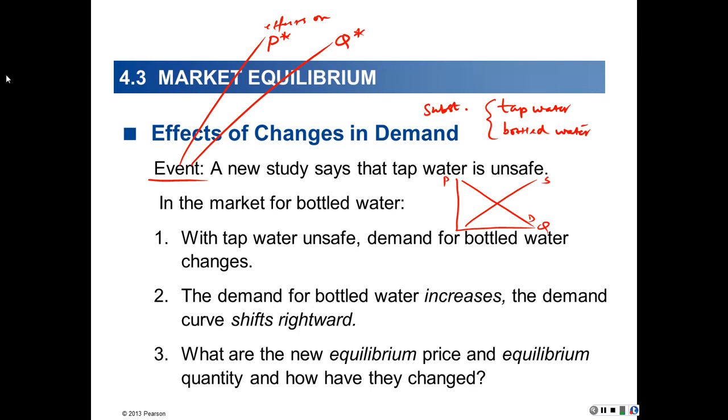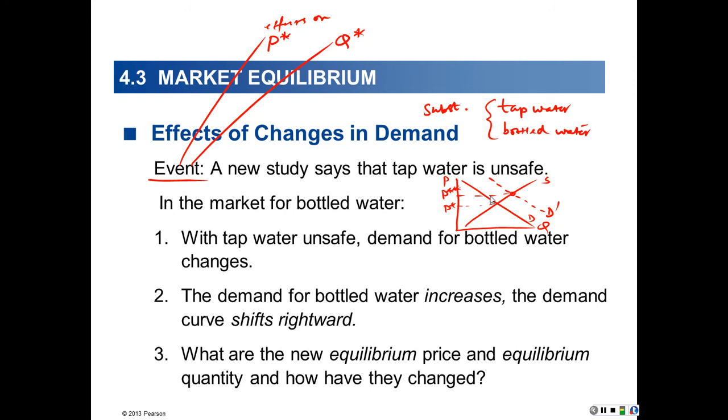They will buy more bottled water, which means that the demand curve will shift to the right, exactly. So the demand curve for bottled water will shift to the right like this to curve D prime. Now, what is going to happen to the equilibrium price of bottled water and the equilibrium market quantity of bottled water? This is the old price P star. This, on the other hand, shall be the new price P double star.